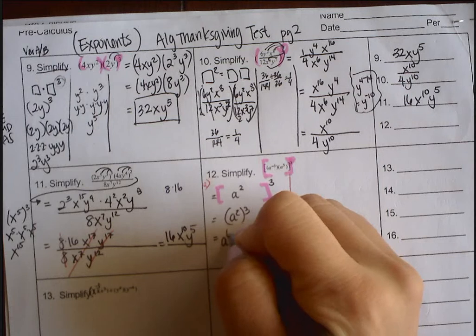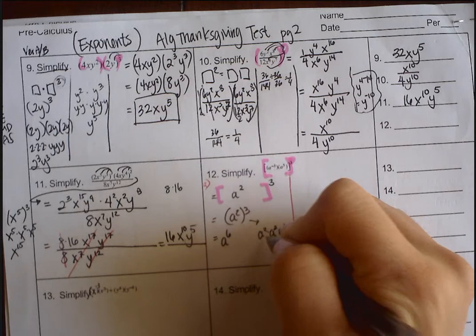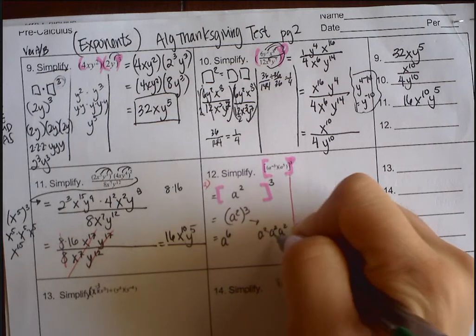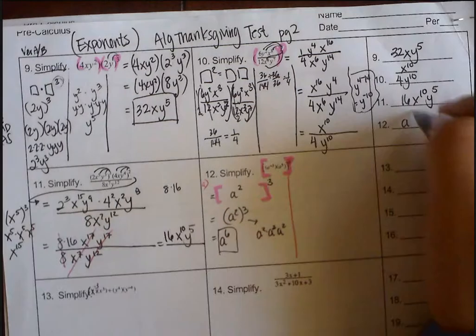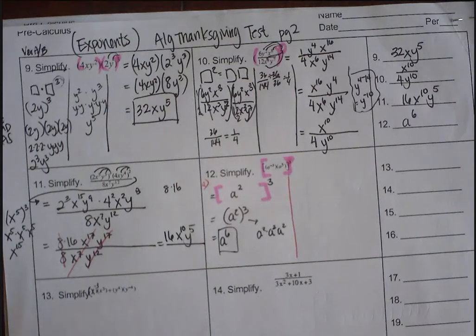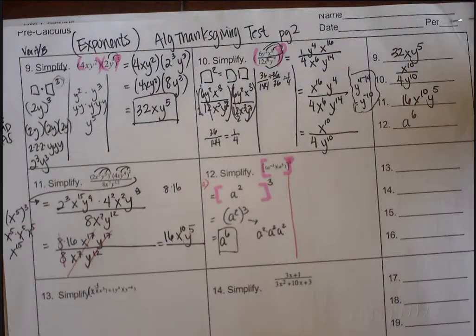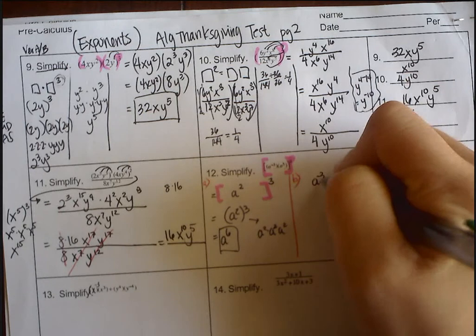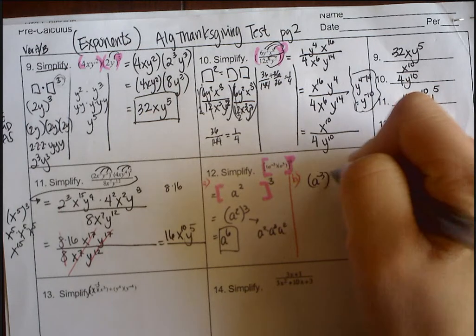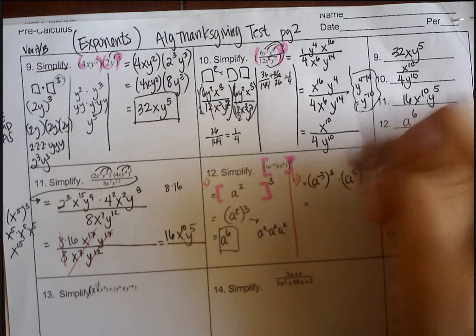Another way you could have done it is distribute that 3, okay? So here's method B. That's going to be a to the negative third cubed times a to the fifth cubed. Well, when you multiply those out, you get a to the negative 9 times a to the 15th. We have the same base here, so we can just do negative 9 plus 15, which is a to the 6th. Okay?